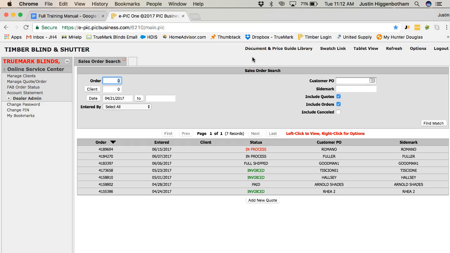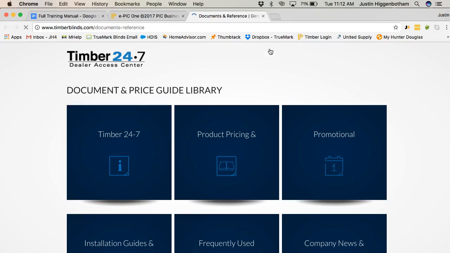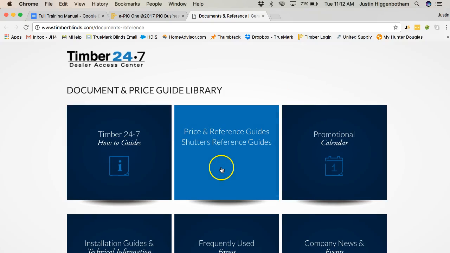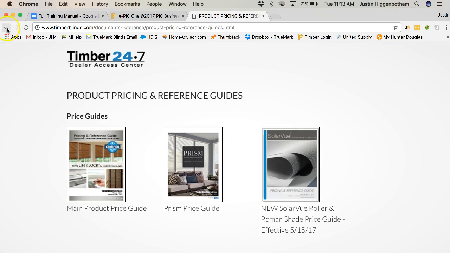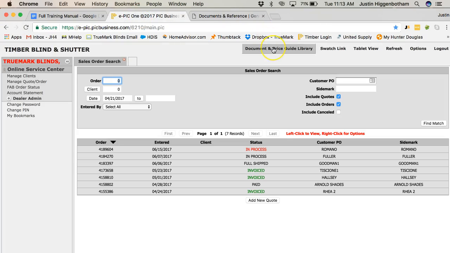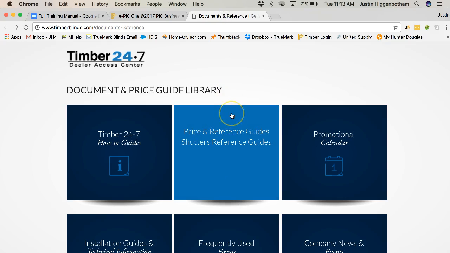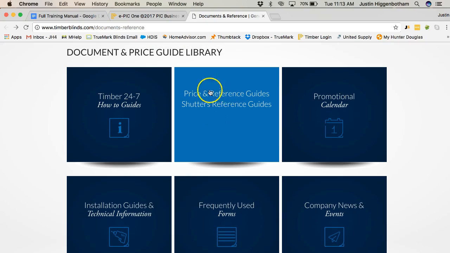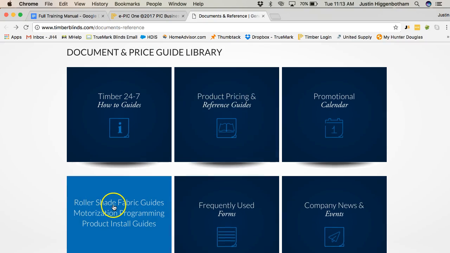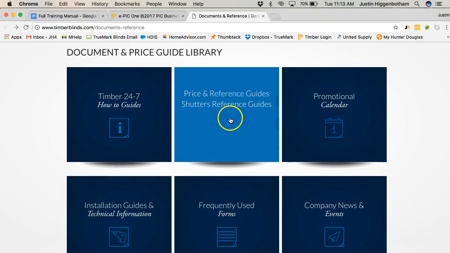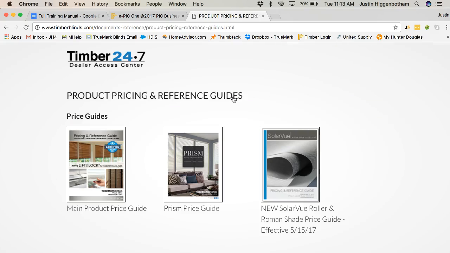But right now, I just want you to get familiar with and be able to access the reference guide. For each distributor or vendor that we use, there's a reference guide for each company. Just in case you didn't get that, I went up here and clicked on document, price guide, library. It took me here. You have installation guides and everything down here. That's more for our use, but up here is where you want to be in the price and reference guide.